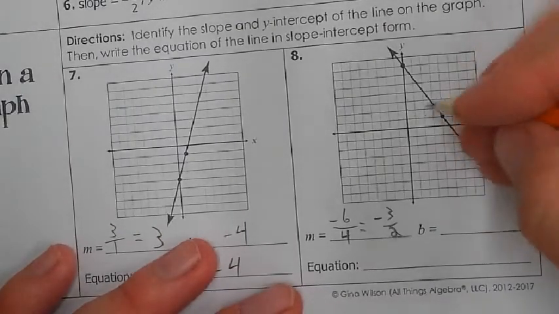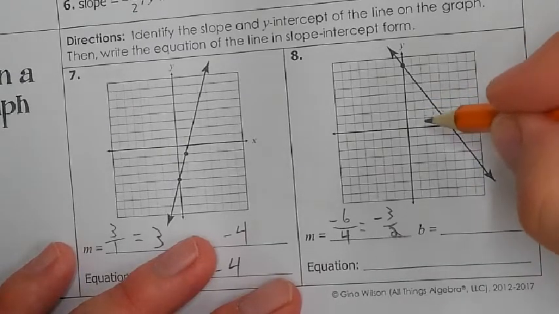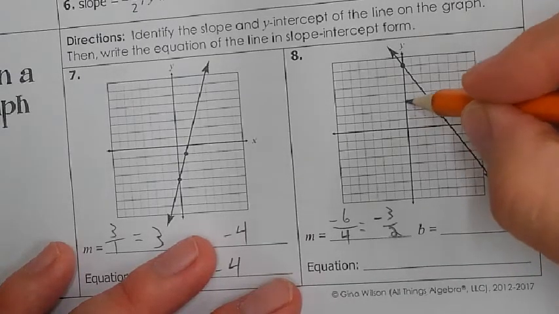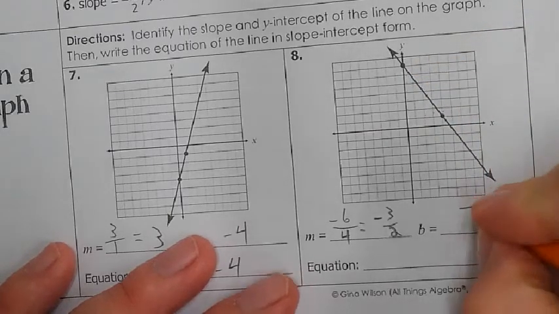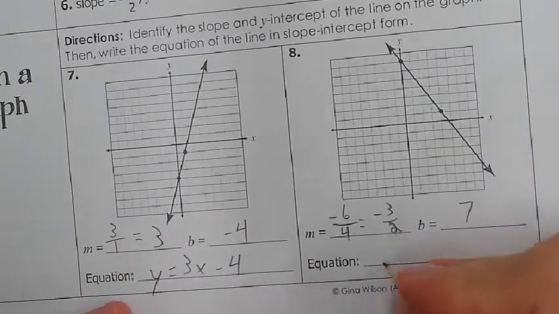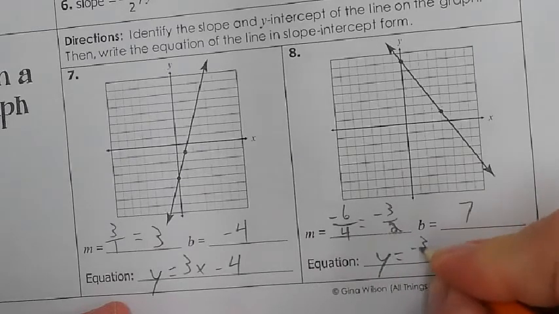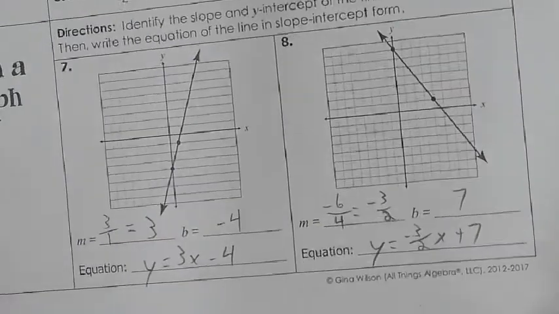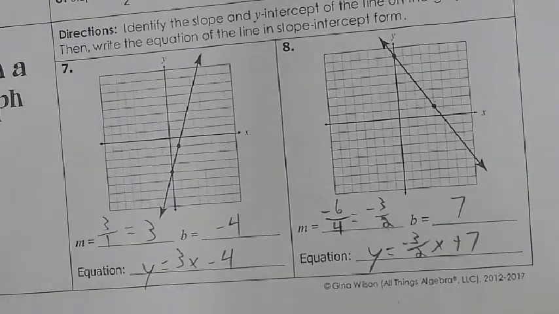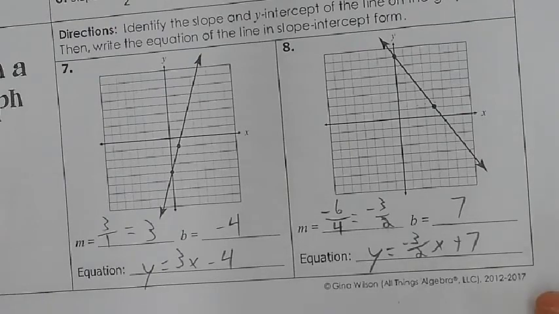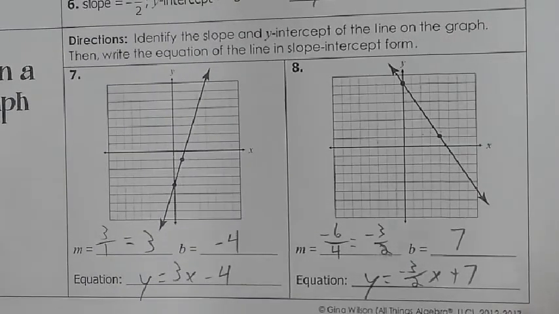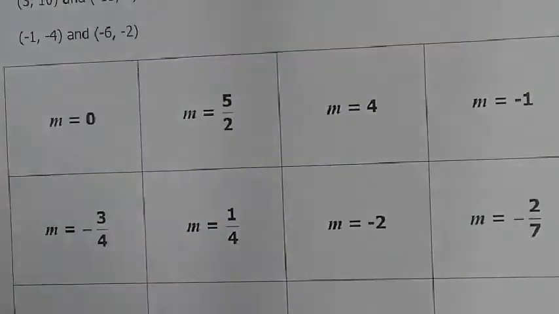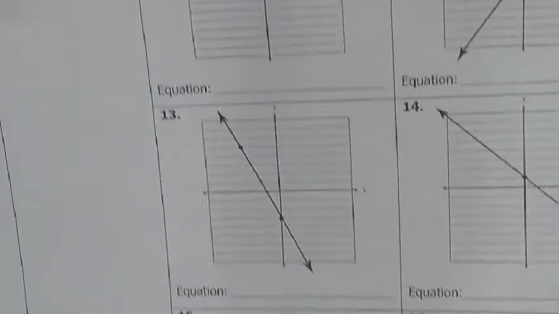Then our b, what would our b be? 7. 1, 2, 3, 4, 5, 6, 7. Yep. So how would I write that equation? Y equals negative 3 over 2x plus 7. Very good. Anybody have questions about that? No. Anybody confused at all? It's all right if you are, just speak up now. Okay. So now, 9 through 16 is the same exact thing. Go ahead and do those problems on your own.